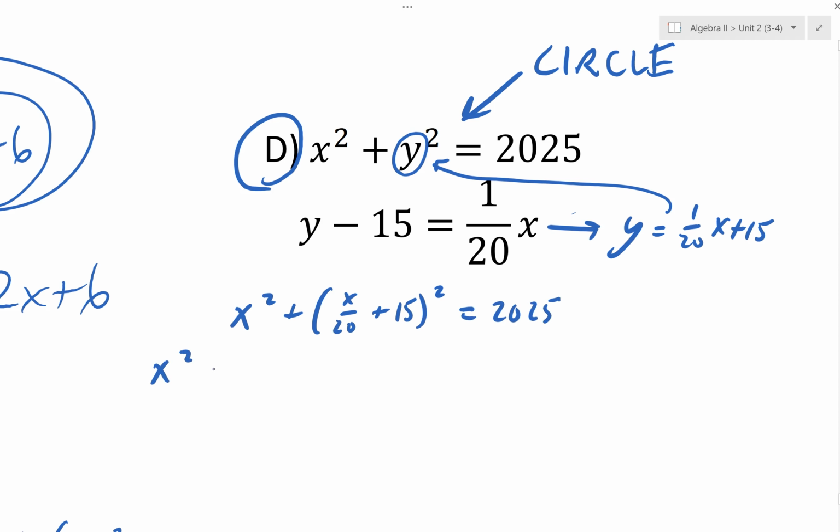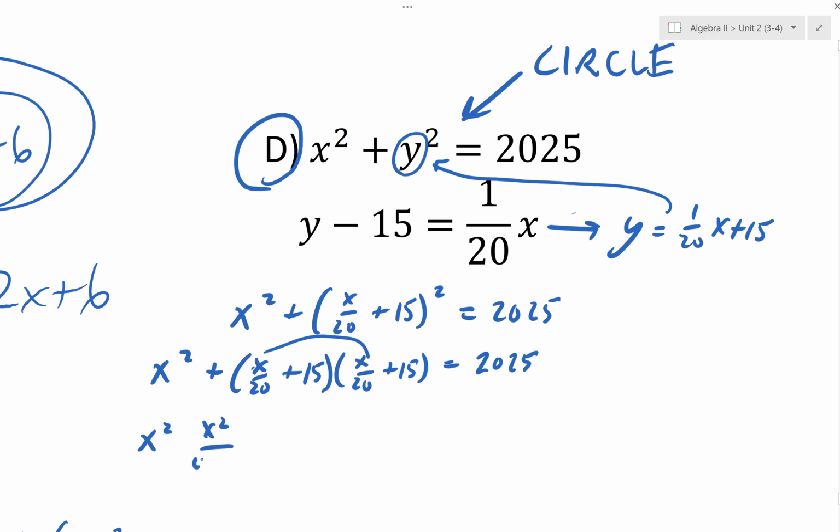And so then we get x squared plus, let's see, if I do x over 20 plus 15 times itself, then that gives me x squared over 400 plus 15x over 20 plus another 15x over 20 gives me 30x over 20. And then 15 times 15 is 225.